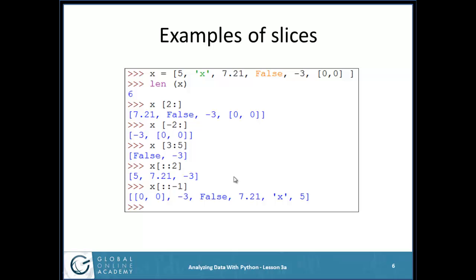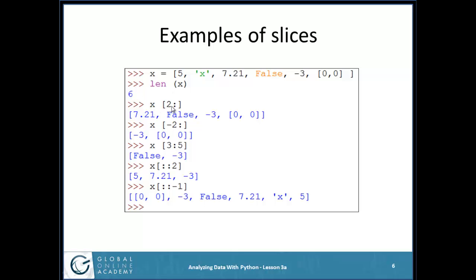Here's some examples. Let's let x be this list that contains an integer, a string, a floating point, a boolean, another integer, and a list. So it's got 1, 2, 3, 4, 5, 6 elements in it. If I do length of x, I get a 6.